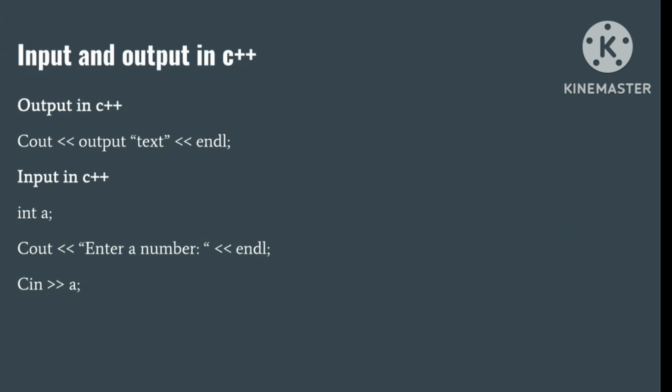Then is input in C++. We can take any user input using the cin statement. First, using cout we will write "enter a number", and then using cin we will input the number inside the variable. Here is int a. There we will enter any number. So with cin, we are entering any integer number inside this a variable. By this we can write output and input in any C++ program.